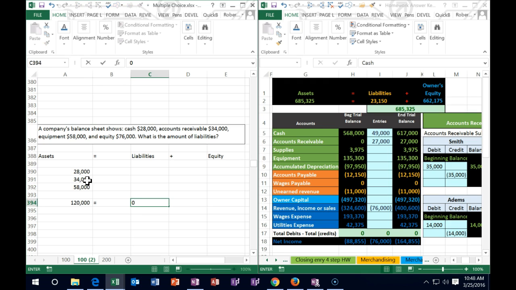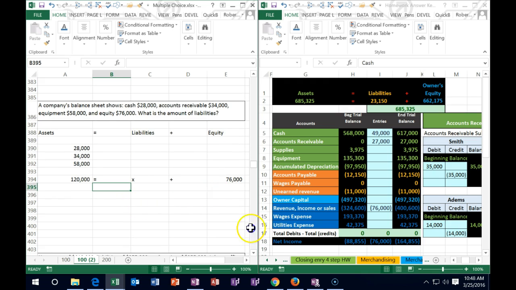Liabilities, we don't know. That's going to be X. And we do know equity. They gave us total equity, 76,000. So now we have the unknown X here. We need to find X, and that means we need to get rid of the 76. So we're going to subtract it on this side, negative 76,000 over here, and we have to do the same thing on the other side of the equal sign, negative 76,000 over here.